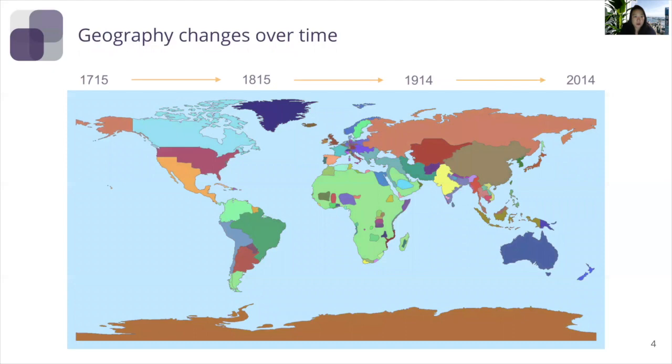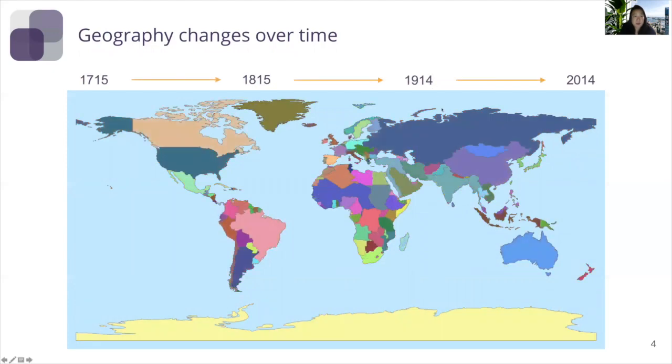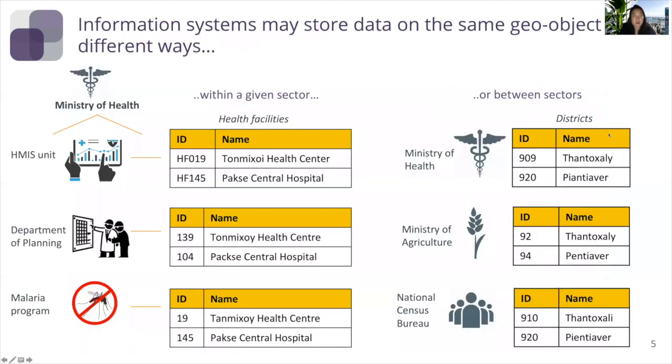After all, geography changes over time, and information systems might not necessarily be built to be able to capture those changes. And what you end up having is different information systems managed by different programs or different sectors storing data on the same geographic object in different ways. A geographic object being, for example, a health facility, or a district, or a village, or an administrative boundary.